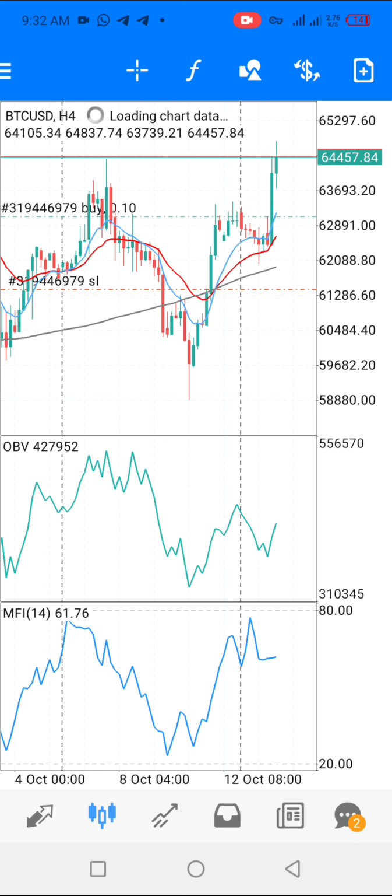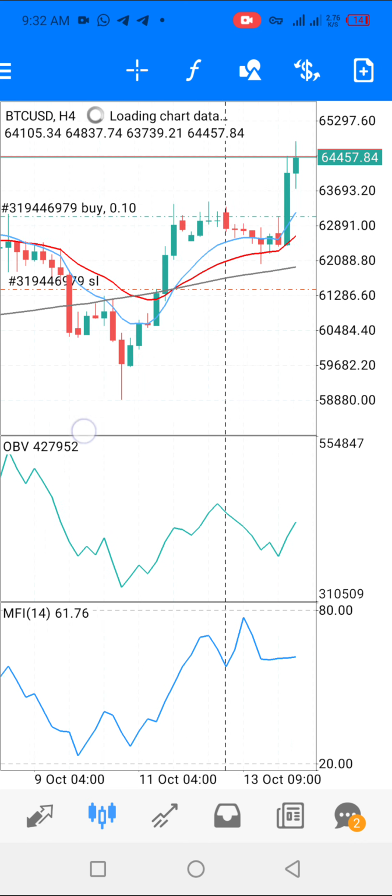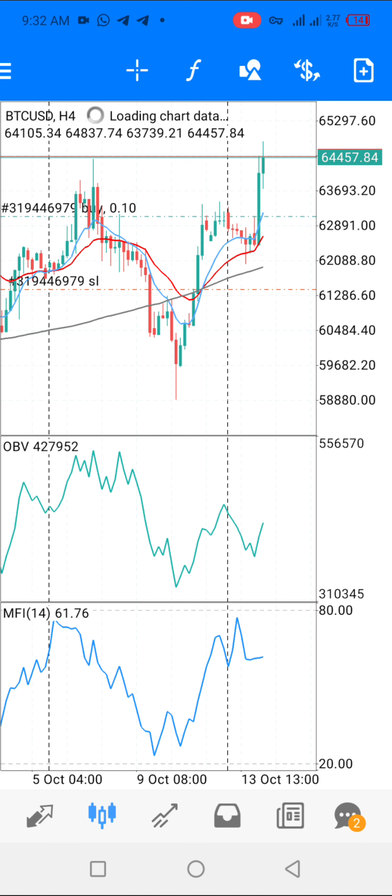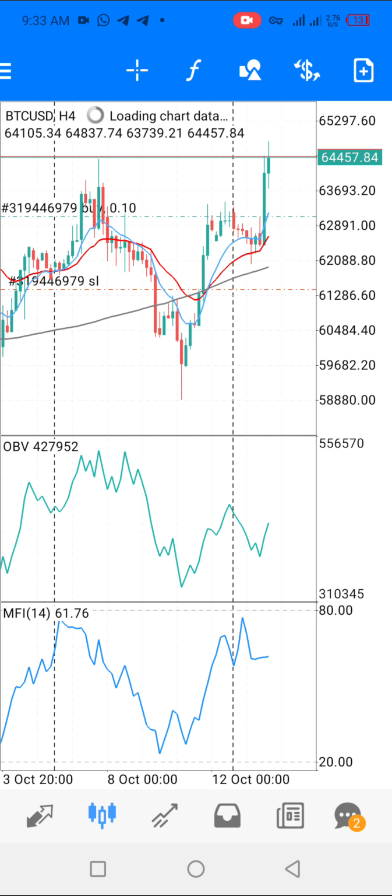How do you know that it's going to rise in value? That's why I said you need the moving averages and you need these other indicators. How do you make them appear on your screen? I will send another screen record which will show you how to set up your screen to look like this, and from there we can get moving.